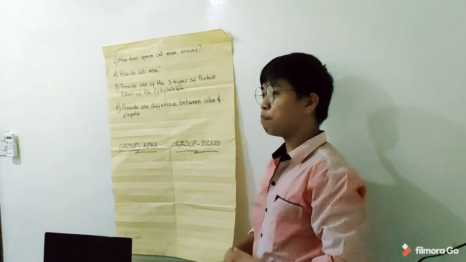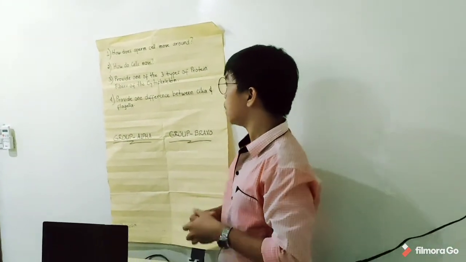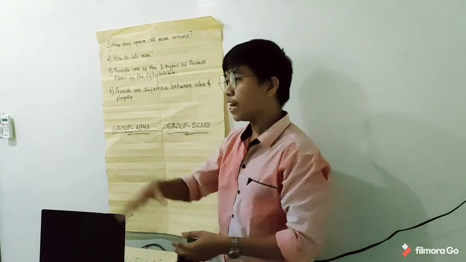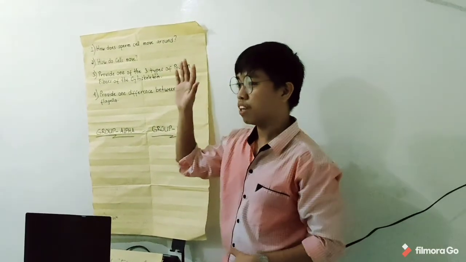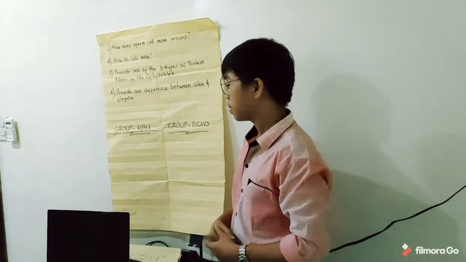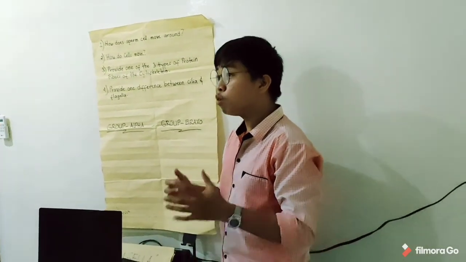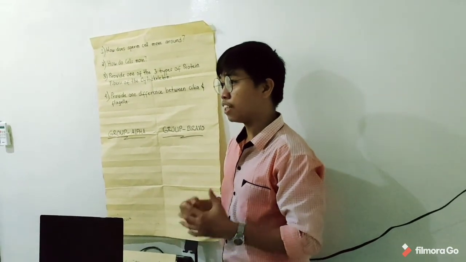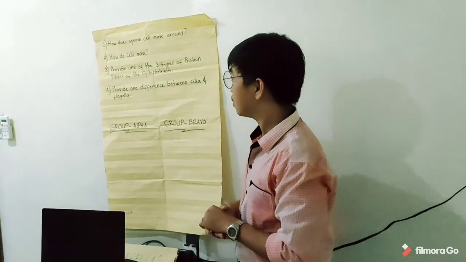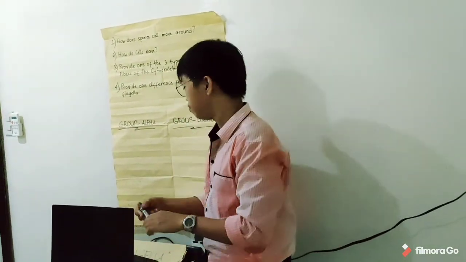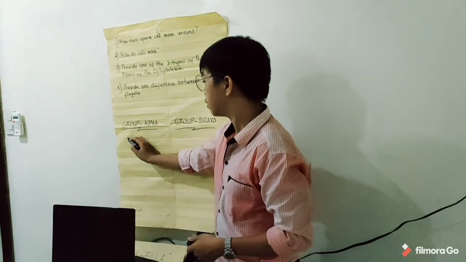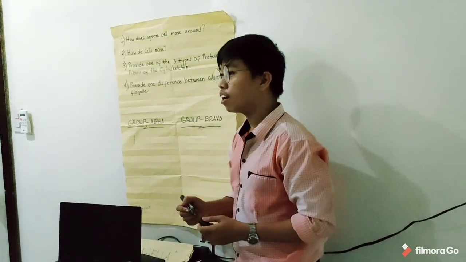Okay, question number 1. How does a sperm cell move around? Okay, anyone from the group? Yes, Alpha group. Okay. Yes, very good. So, it moves because of a flagellum that acts as a propeller to move it forward. Okay, so I will give you 1 point.